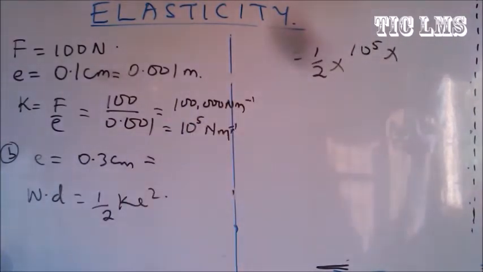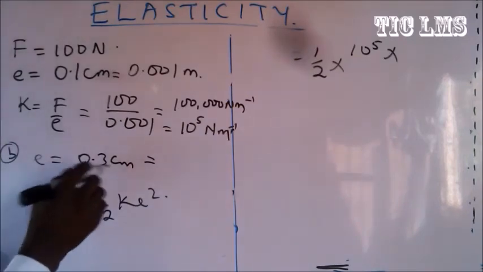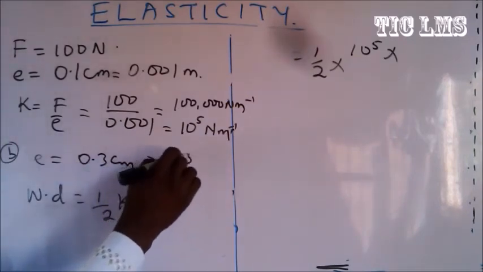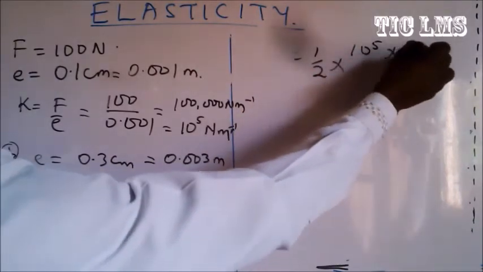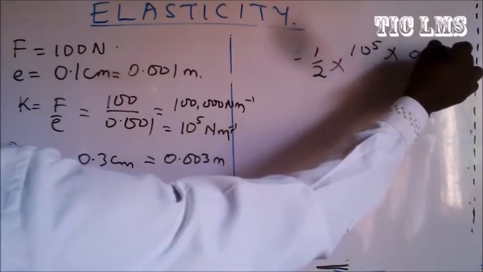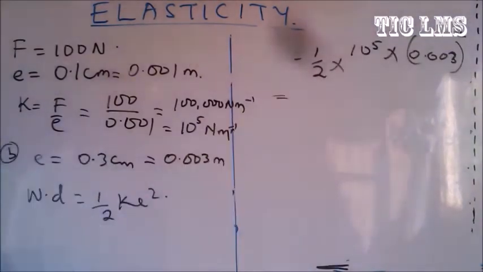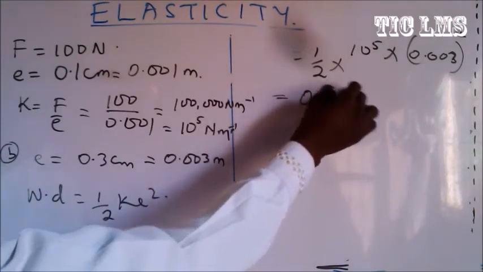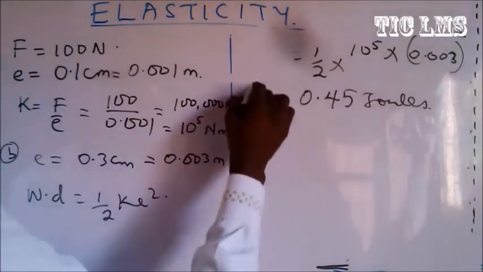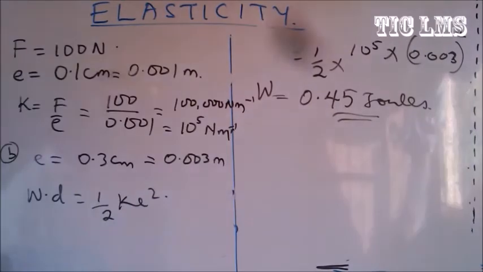Now we'll not use 0.3 centimeter, rather we'll change it to meter. We'll divide by 100, that means we have 0.003 meter. So we'll use that, 0.003 squared. And so when we multiply all this out, we will have 0.45 joules as the work done in stretching the spring.